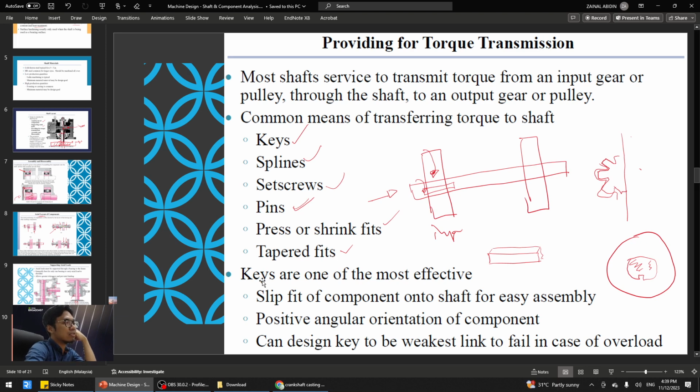You can read through here. Keys are the most effective because of the slip fit of the component. It does not get disturbed by slip. Then it has positive angular orientation, and the last one is you can design the key to be the weakest link to fail in case of overload. If there is an overload, where does the machine fail? For example, you see a machine that can crush people.